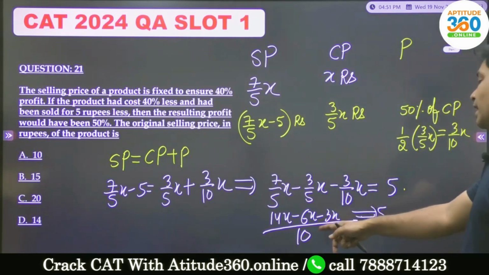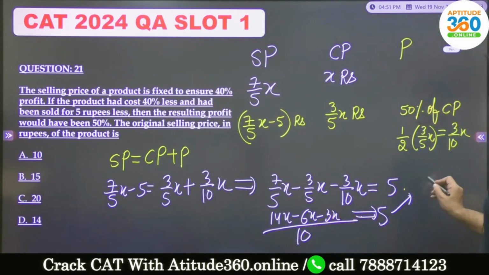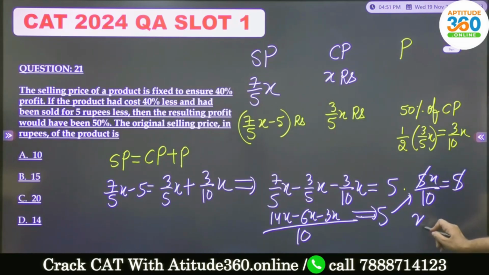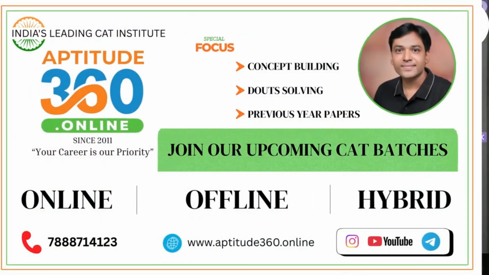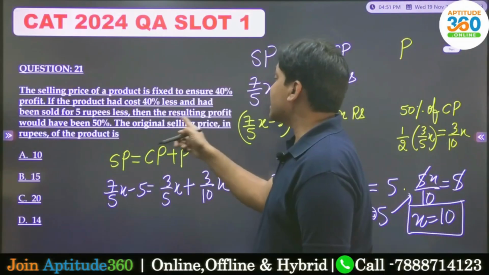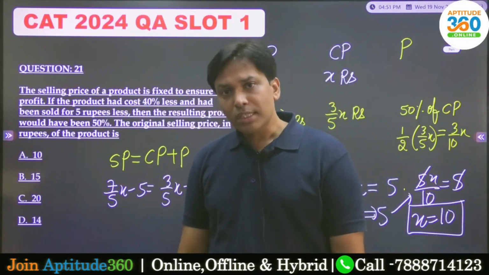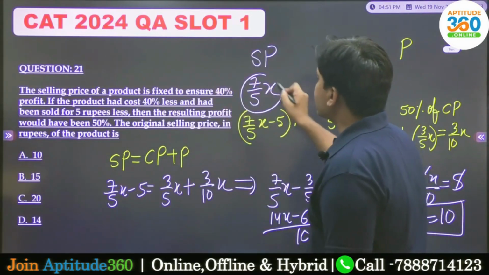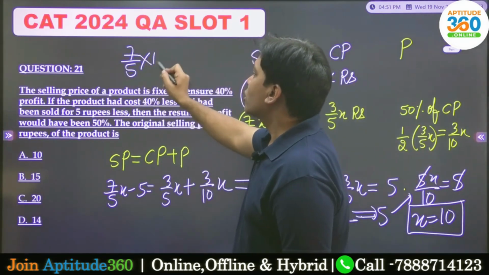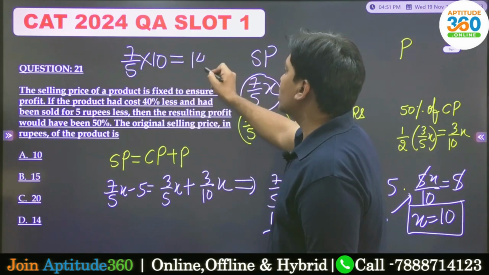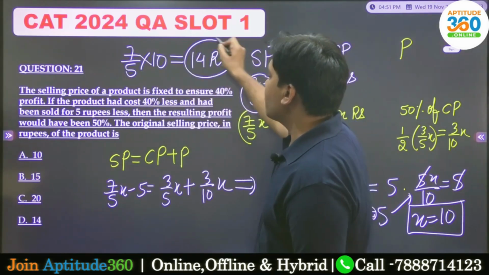So what is the value that we are having? 5x. If you simplify, 5x upon 10 is equal to 5. 5 and 5 gone, the value of x is 10. Are they asking you the value of x? X is cost price. But what is it that they are asking in the problem? They are asking you to find out the original selling price. What is the original selling price? 7 by 5x. Since you have found the value of x, which is 10, you can very easily find out the original selling price, which is 14 rupees.